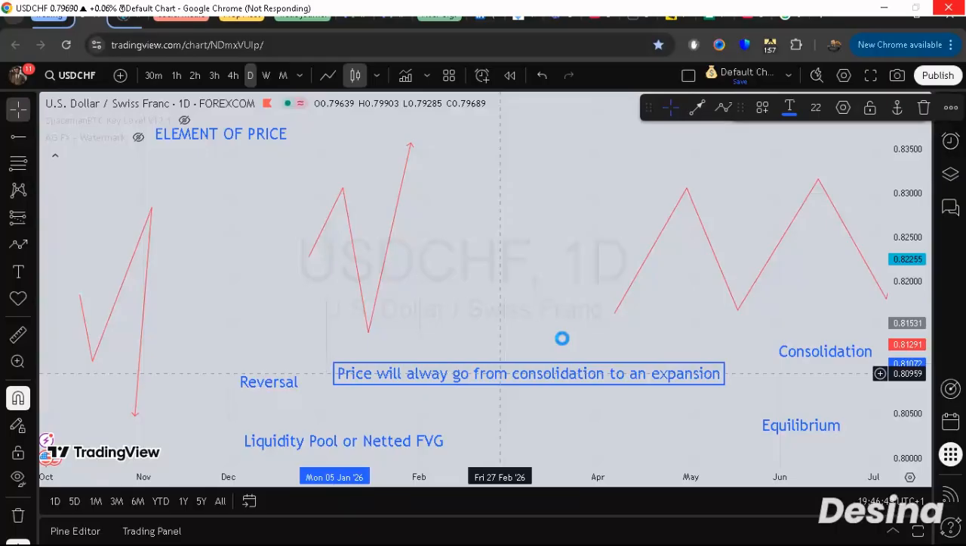These four things I've explained are the only way the market moves. The market doesn't do anything outside these four things I've mentioned.